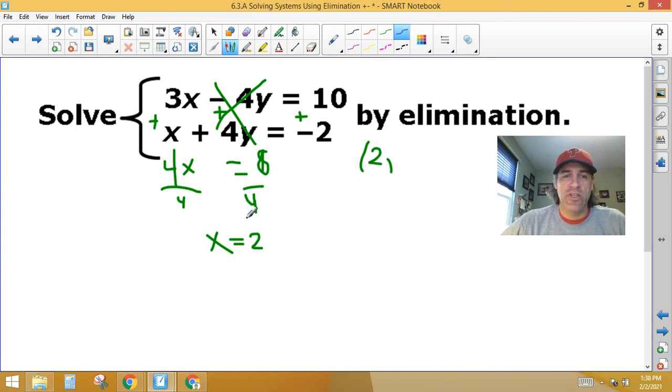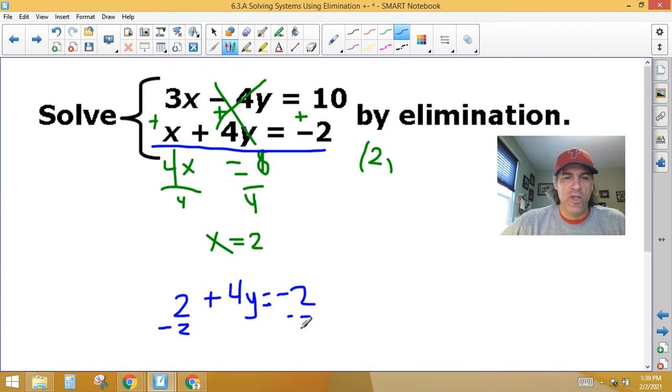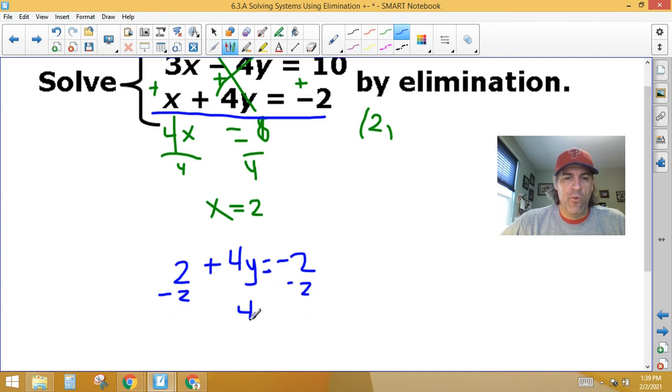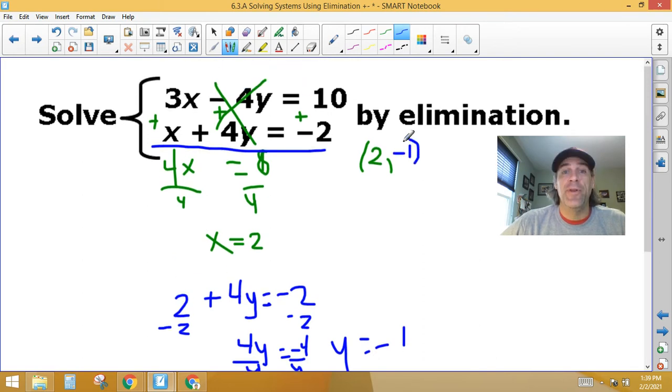Now that I have x to be 2, I have part of my solution. I'm now going to plug x to 2 into either one of the equations. I'm going to choose the one without distributing. So instead of x, I'm going to write 2 plus 4y equals negative 2. And now I'm just going to go through and solve my equation, and I'm left with 4y equals negative 4, divide by 4, and divide by 4, and I get y to be negative 1. So my solution here is 2, negative 1.